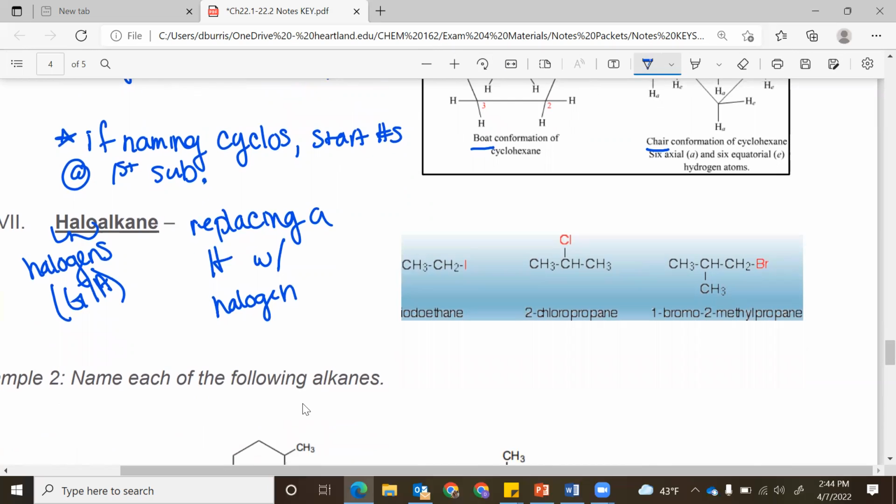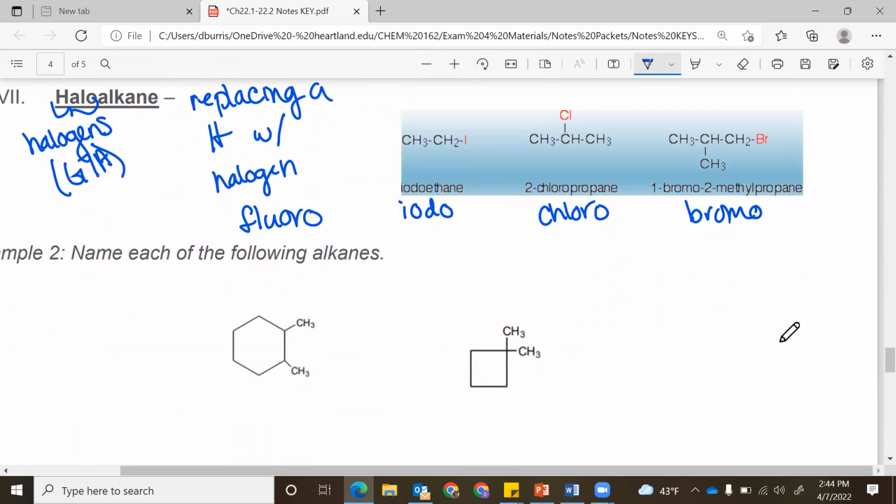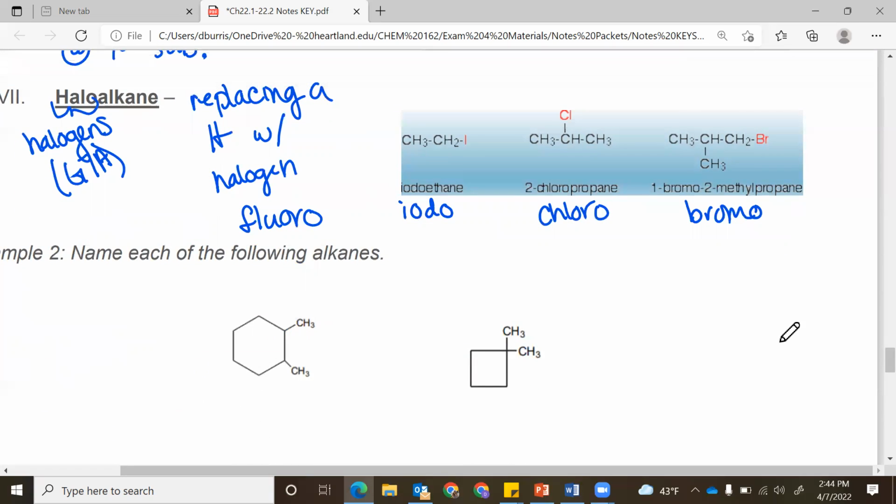Okay, so the prefixes are iodo for iodine, chloro for chlorine, bromo for bromine, and fluorine's not on here. I'll list it over here. Fluoro for fluorine. Those are the only ones that you will see. And again, you have to tell me where it is. So for example, this one is called 1-bromo-2-methylpropane, because this is carbon 1, 2, 3. There's a bromo on 1 and a methyl on 2. Still in alphabetical order. That's why they list the bromo first and then the methyl. And that's it. That's the most complicated that we are going to get for now.